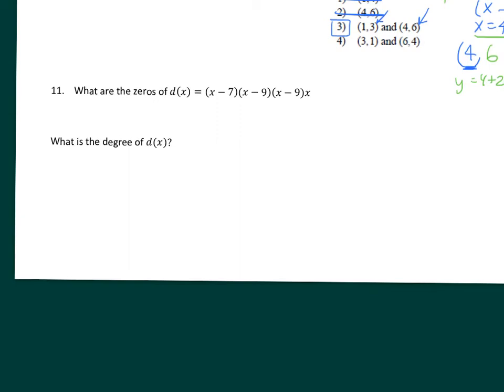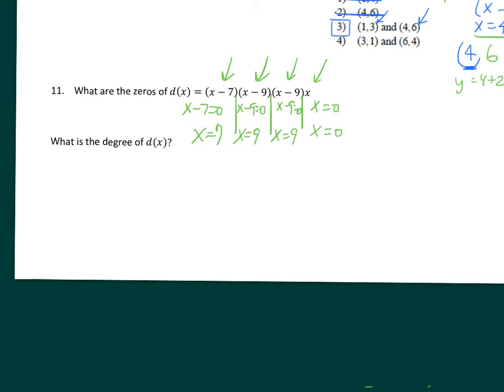Zeros just indicate, we solve or find zeros or roots or x-intercepts when we set our factors equal to 0, once we get a linear factor. So in this case, we have 4 factors, x minus 7, x minus 9, x minus 9 again, and then x. And don't forget about the x. When we set these equal to 0, I'm just showing the work here, x minus 7 equals 0, x minus 9 equals 0, x minus 9 equals 0, and x equals 0. We solve for x, we get x equals 7, which is a 0, or we get x equals 9, x equals 9 again, and x equals 0.